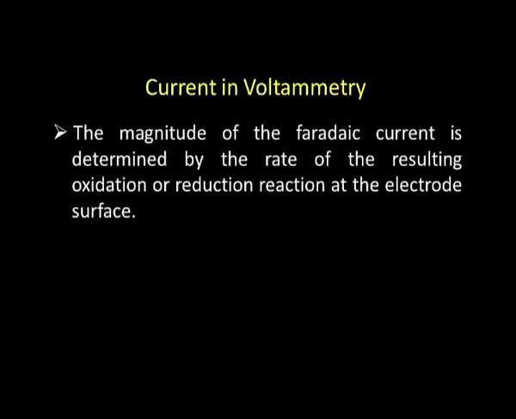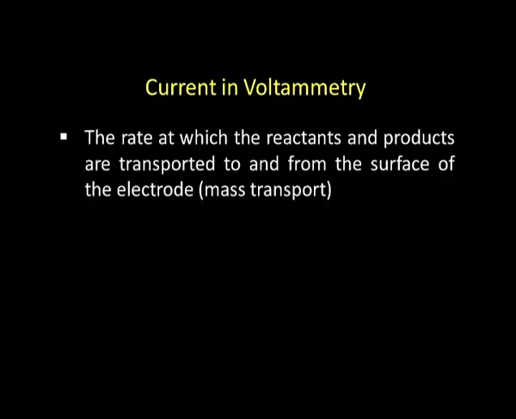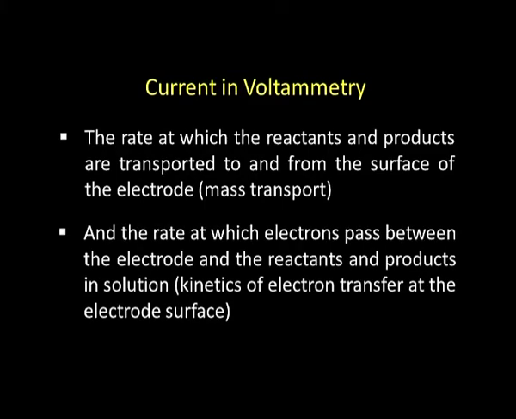The magnitude of the Faradaic current is determined by the rate of the resulting oxidation or reduction reaction at the electrode surface. Two factors contribute to the rate of the electrochemical reaction. The first one is the rate at which the reactants and products are transported to and from the surface of the electrode, which is known as mass transport. Second, the rate at which electrons pass between the electrode and the reactants and products in solution, which is known as kinetics of electron transfer at the electrode surface.